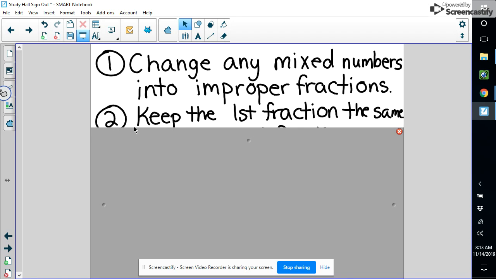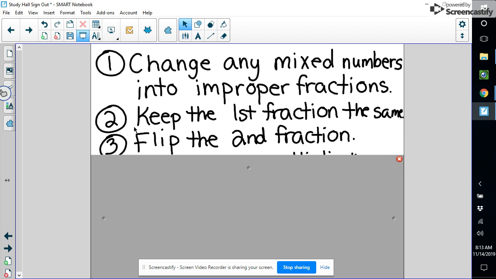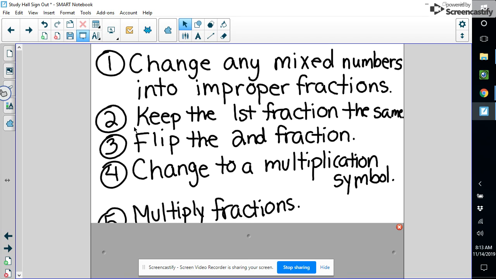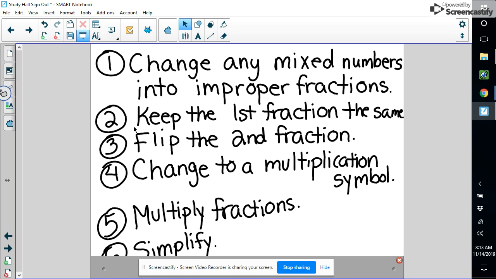But once everything is in a fraction, I'm going to keep the first fraction the same. So whatever that first fraction was, I'm going to not change it. I'm going to flip the second fraction though. That's called, again, finding the reciprocal. After I do that, I'm going to change it to a multiplication symbol. Step 5 is I'm going to multiply my two fractions together, and then I'm going to simplify if needed.